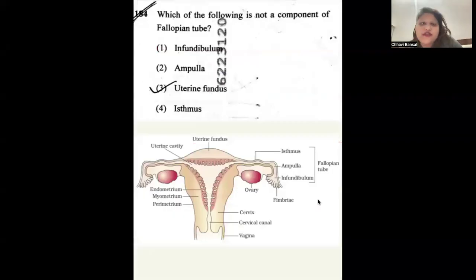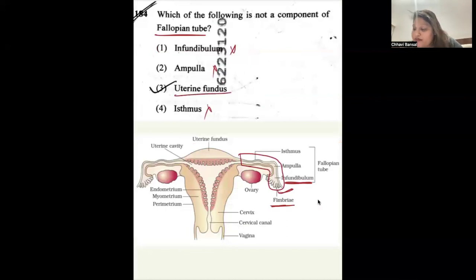Next, again a question from NCERT, from the chapter Human Reproduction. Which of the components is not part of the fallopian tube? Now we know up to here is the fallopian tube. The part that is in the vicinity of the ovary is the infundibulum, which has fimbriae. So this is not the answer. Then the ampullary-isthmic junction is where fertilization takes place, so ampulla and isthmus are also not the answer. Uterine fundus: the name itself says the fundal part of the uterus, which is not a component of the fallopian tube. So the correct option is option 3.